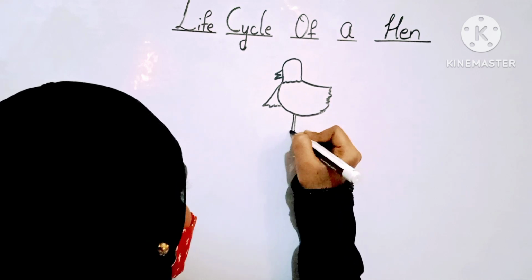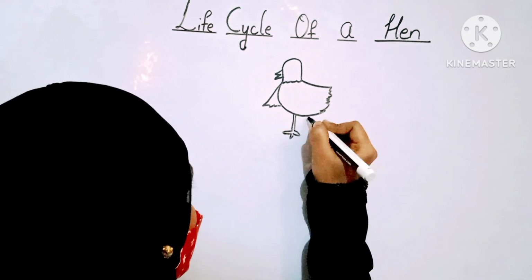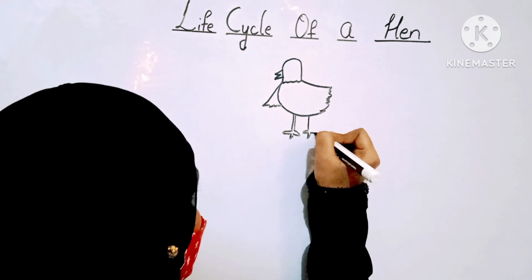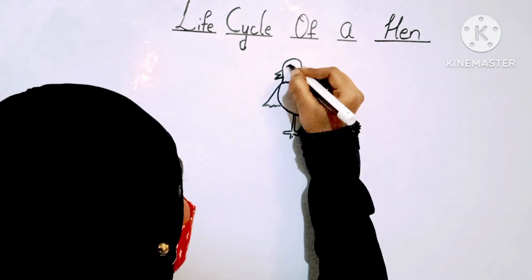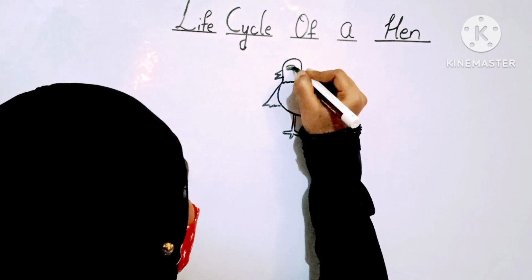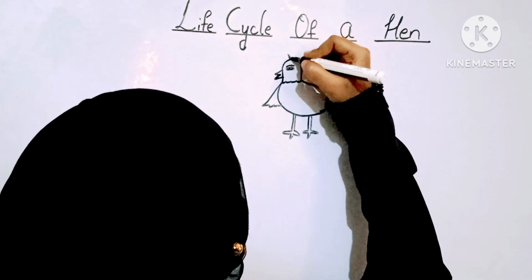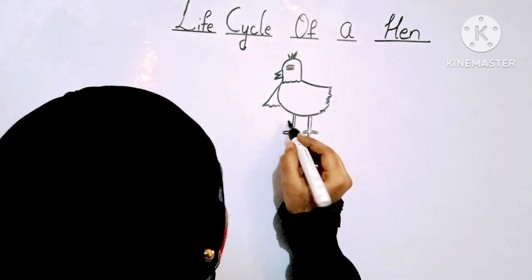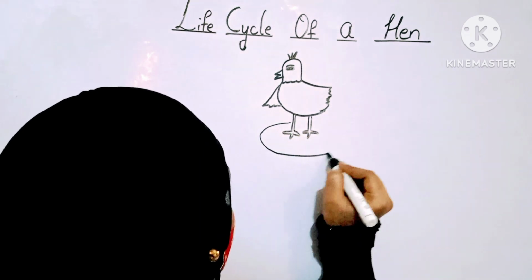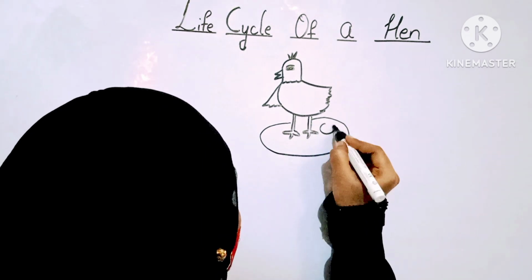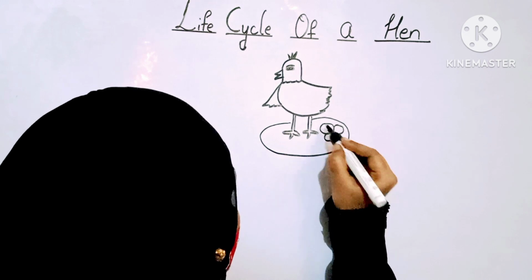Hen is an oviparous bird. Hen reproduce by laying eggs. They build their nest to lay their eggs. Nest is a home for them. They build for themselves and their chicks. Nest provides safe environment for the babies to grow up.